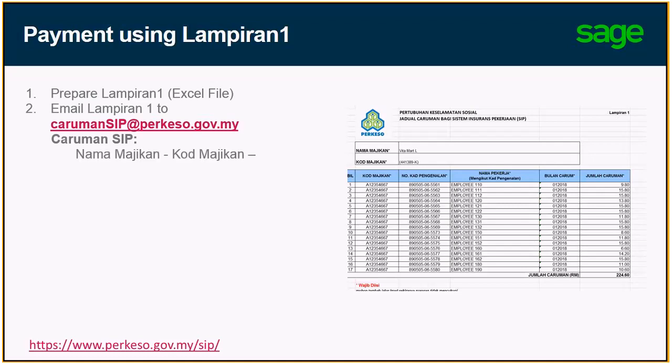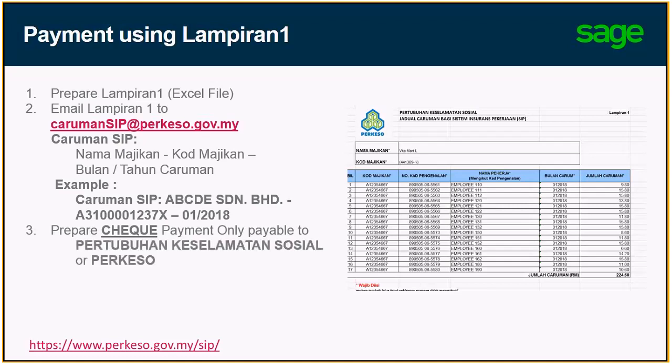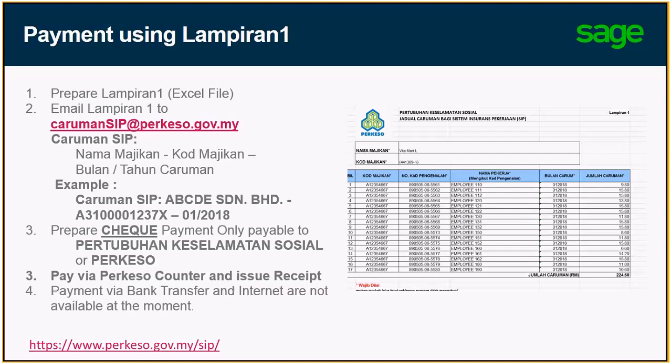carumansip@perkasa.gov.my. In the email, you need to indicate the name of the company or employer, the employer code, the month and the year. You can put Jaruman SIP ABCDE Sendirian Berhad, followed by the majikan code, and then the month and the year. Then prepare the check equivalent to the total of the contributions. Make it payable to the Perkasa or Pertubuhan Keselamatan Sosial, and then bring this check to the Perkasa counter and ask them to issue a receipt for it. Payment via bank transfer or internet is not available at the moment.